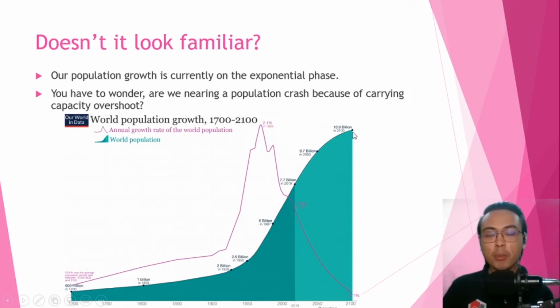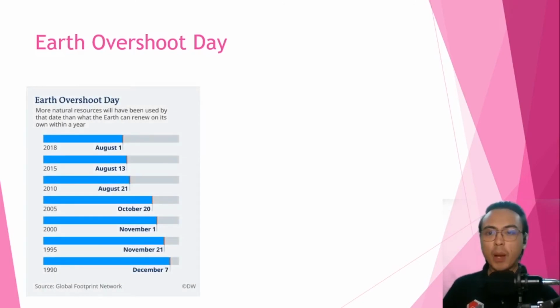No one can say, but it's very possible that there will be a population collapse wherein the resources of the earth would no longer be enough to support about 10.9 billion people beyond 2100. Since we have mentioned overshoot in carrying capacity, there is a concept called Earth Overshoot Day. So this is a very powerful concept.